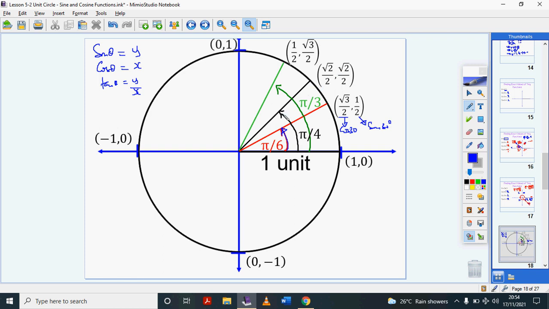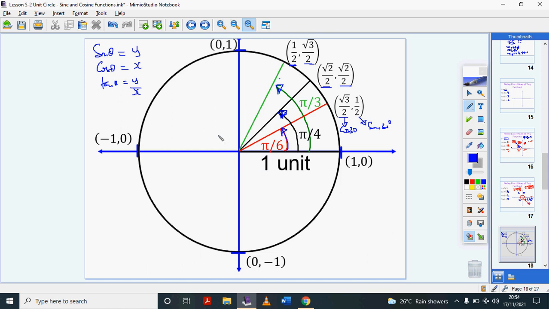This one is the 45-degree angle. The second one, the x coordinate is the cosine of 45, and the y coordinate is the sine of 45. And the third one is the 60-degree, and these are the common reference angles. The x coordinate is the cosine, the y coordinate is the sine.